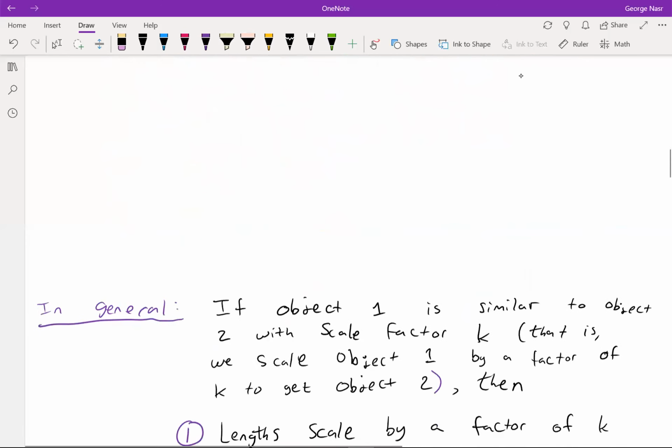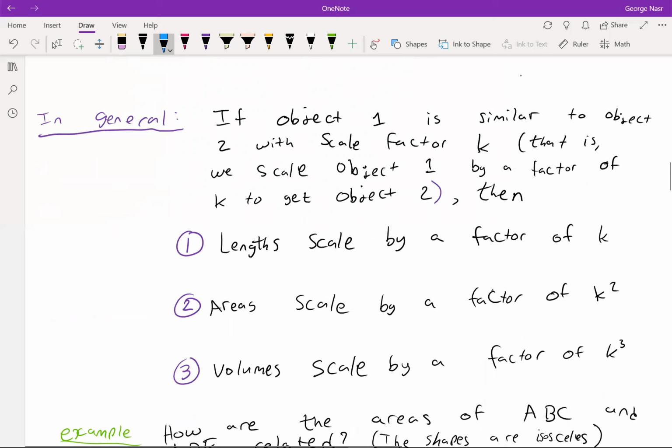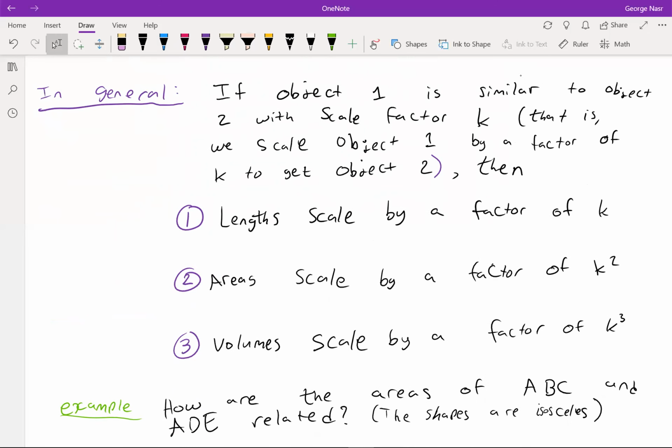And so in general, if object 1 is similar to object 2 with a scale factor of k, that is, I can scale object 1 by a factor of k to get object 2, then this is what happens. The lengths will scale by a factor of k, the areas will scale by a factor of k squared, and the volumes will scale by a factor of k cubed. This guy right here, we've known. This isn't new. This is just what it means to scale. This is what similarity is. This is me scaling the picture of that silly cat by a factor of 2.